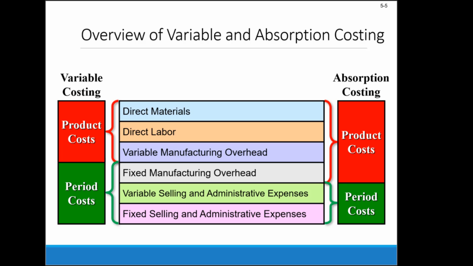On the other hand, everything else is treated as a period cost, so that would now include all the fixed manufacturing overhead. So really the sole difference between the two costing methods hinges on how we treat that fixed overhead. Under absorption, or full costing, as we sometimes call it, that fixed overhead is in fact included as a product cost, so it moves through inventory. Under variable costing, it's treated as a period cost, so it would be expensed in that period in which it's incurred.